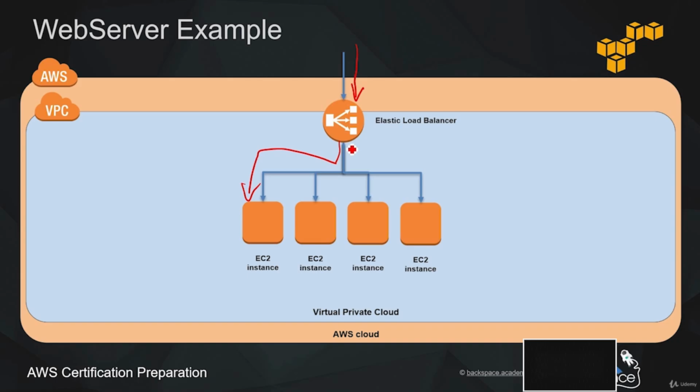Another request will come in and it will distribute it to a different EC2 instance that is available, and it will balance the load across those EC2 instances. And if one of those EC2 instances becomes unhealthy, it will fail a health check with the Elastic Load Balancer. And then the Elastic Load Balancer will no longer send traffic to that unhealthy EC2 instance.